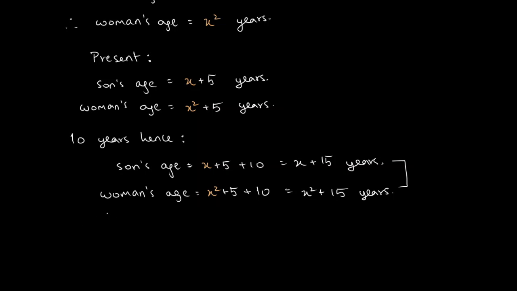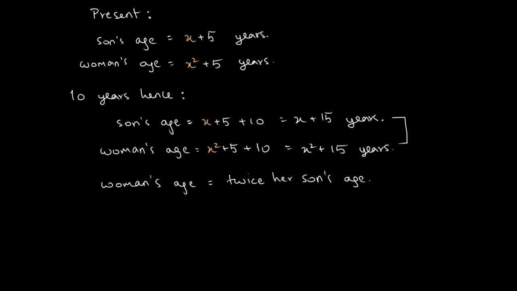So what they've told us is that 10 years hence, the woman's age is equal to twice her son's age, right? This is what they've given us in words. So let's write it down in mathematical statement. So the woman's age we know to be x squared plus 15, right? And twice means 2 times or 2 into. Son's age we know is x plus 15.